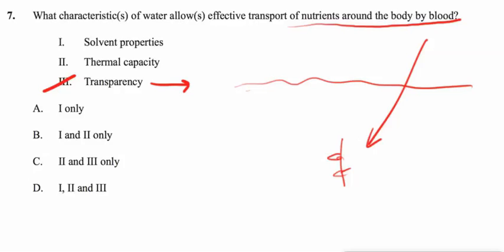I love these because now, because I know 3 is wrong, I can eliminate C and I can eliminate D. So flip a coin if you don't want to work anymore. But then we're left with solvent properties and thermal capacity. Obviously, you need to know these vocabulary words. I've emphasized this many, many times.